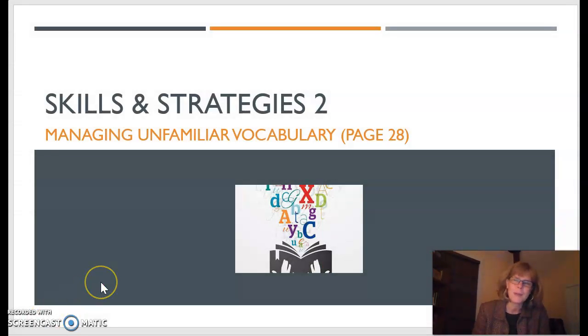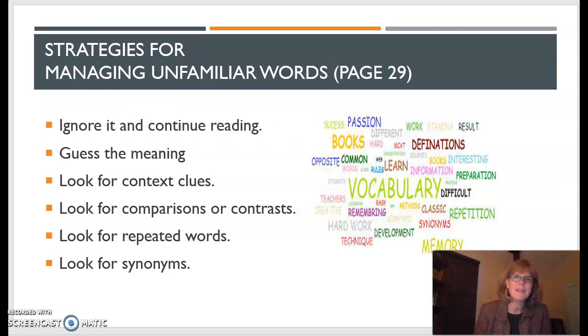Talking about managing unfamiliar vocabulary, I'm looking at page 28 in your book, and I hope you'll join me there. They have some suggestions for you. In fact, they have a list of strategies. And if I look even at page 29, the strategies are listed and I just summarize them here. Some people might ignore the word and just continue reading, not spending the time to worry about it, or go get a dictionary, but continue reading. Some people might guess the meaning.